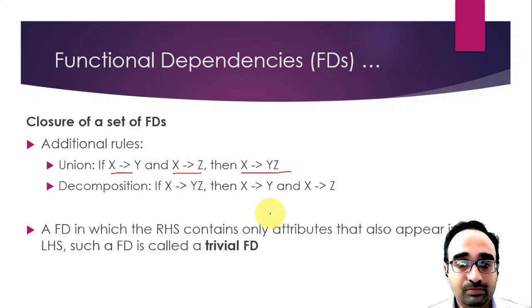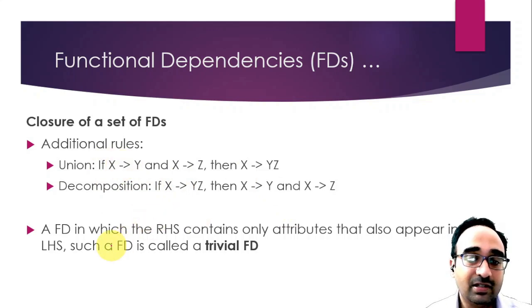Okay, we are just combining the right hand sides, x derives yz. And the last rule is decomposition. Decomposition means separating. If you have the FD x derives yz, then you can decompose it as x to y and x to z. So this is like the opposite of union, right?